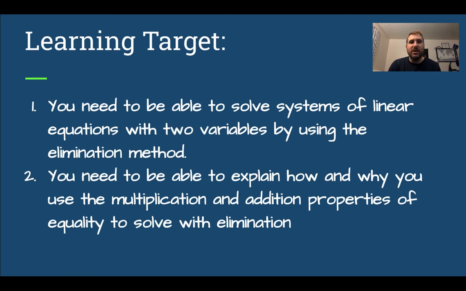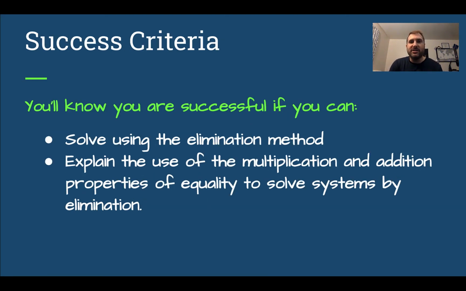After this lesson, you need to be able to solve systems of linear equations with two variables by using the elimination method. And you need to be able to explain how and why you use the multiplication property and addition property of equality when we're solving with elimination. You'll know you're successful after this lesson if you can solve your system of equations using the elimination method, and if you can explain how you use the multiplication property and addition properties of equality to solve using elimination.